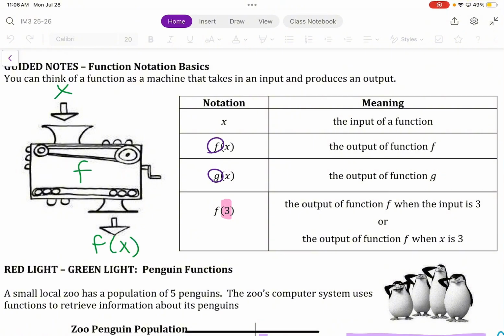Once again, anything that you see in parentheses will be considered an input. Otherwise, you have an output.